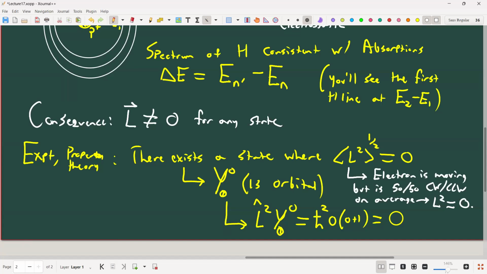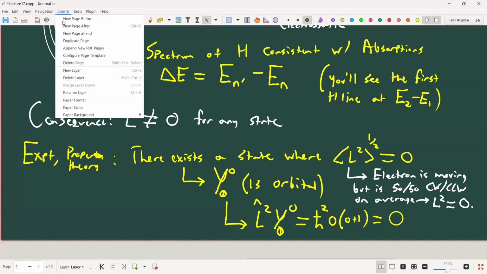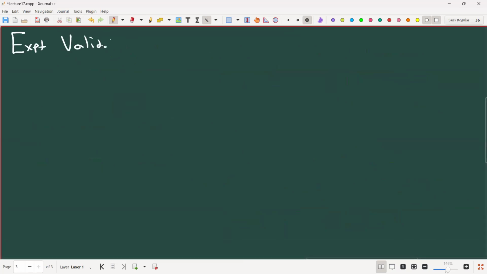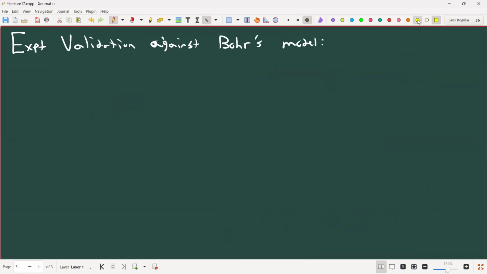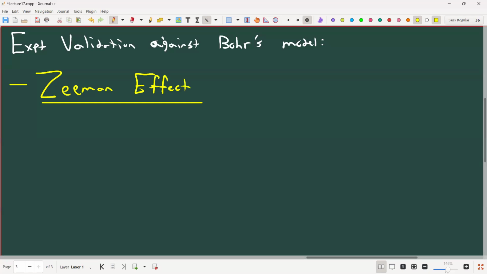One more thing on actually, what is it? How do I know that Bohr's wrong? Experimentally, this is proven. Right? There's a really, really nice experiment you can do. So this is experimental validation against Bohr's model. Right, and it's an experiment called the Zeeman effect. All right, let me explain what the Zeeman effect is.